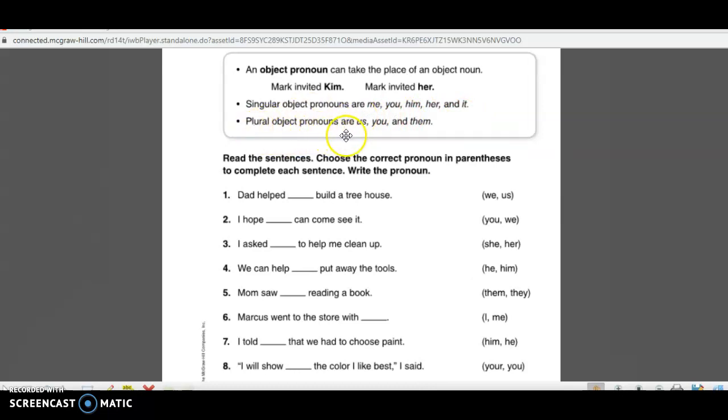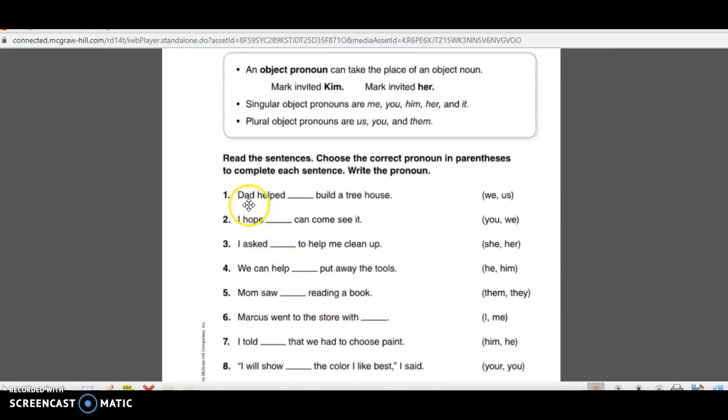The plural object pronouns are us instead of we, you stays the same, and them instead of they. So the us and the them change from we and they. So let's take a look. Let's practice this. These are not the subject. This is part of the predicate. So instead of replacing our subject with pronouns, we're replacing part of the predicate, which is called an object noun. So we're replacing an object noun with a pronoun.